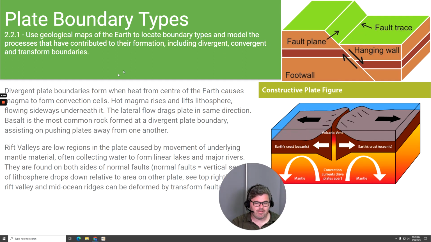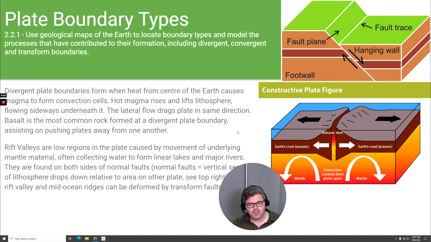So here we have divergent plate boundaries, a constructive plate figure, and here we have what we call a hanging wall. Divergent plate boundaries form when heat from the center of the Earth causes magma to form convection cells. Hot magma rises and lifts the lithosphere, flowing sideways underneath it. The lateral flow drags the plate in the same direction. So if you create a convection current and you put some foam pieces on top of it, the foam pieces will move in the exact same direction as the convection current.